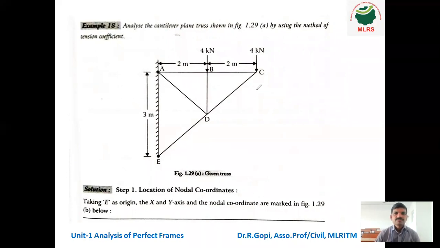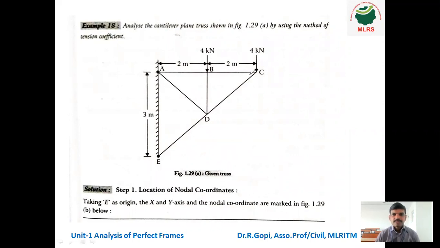cantilever truss. Please see the diagram. A cantilever truss carries 4 kilonewton loads. One is acting at C, another one is acting at B. So how many members are there? 1, 2, 3, 4, 5, 6. There are 6 members. So what is the first step?